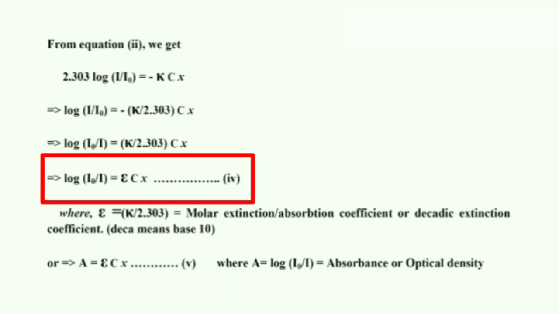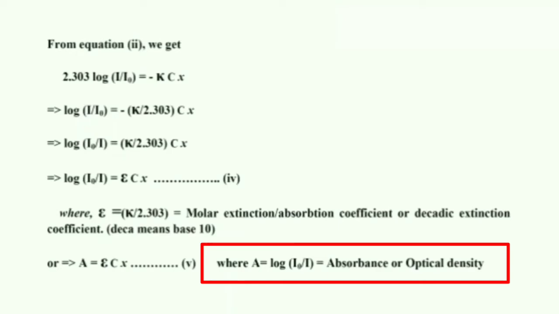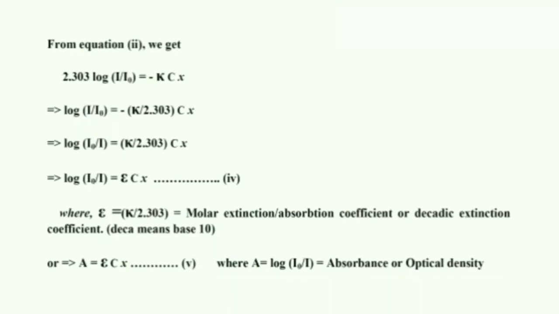Then this implies log of I0 by I equal to epsilon Cx, give it equation number 4, where this epsilon equal to kappa by 2.303, and it is known as the molar extinction coefficient or molar absorption coefficient, or it is also known as decadic extinction coefficient, where deca means base 10. So from this equation we can write A equal to epsilon Cx, give it equation number 5, where A is equal to log of I0 by I, and it is called the absorbance or optical density of the substance.